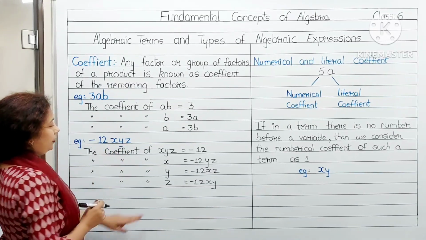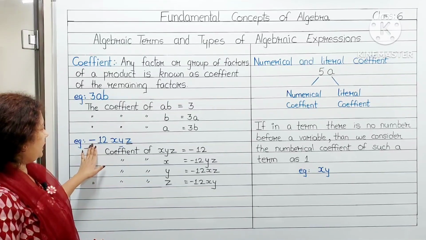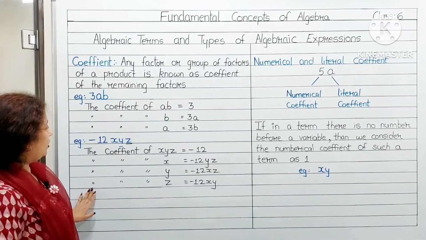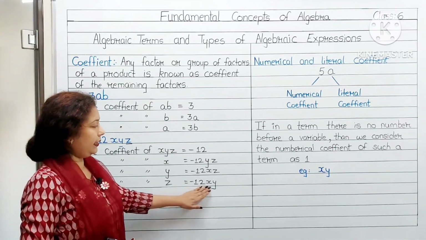Next we will find the coefficient of z. So the remaining part of the product is minus 12xy. So here the coefficient of z is minus 12xy.